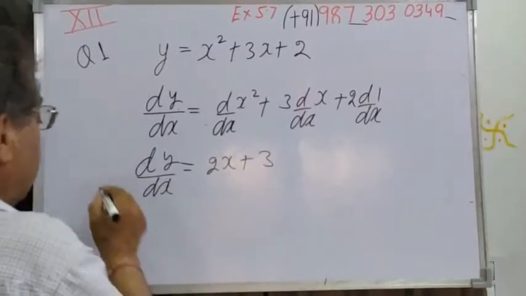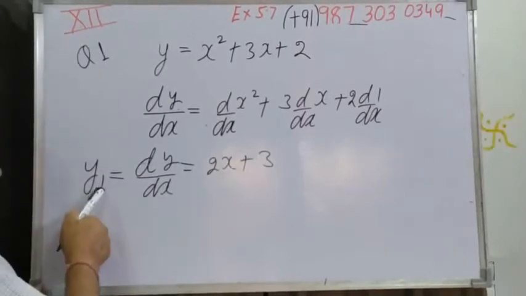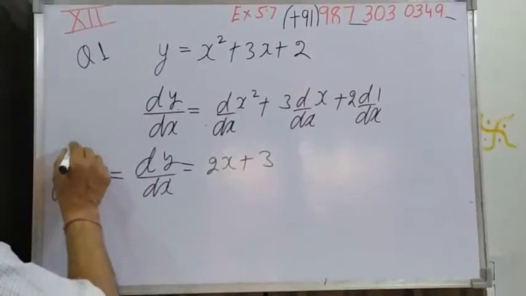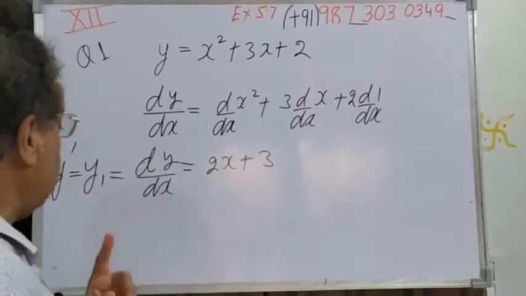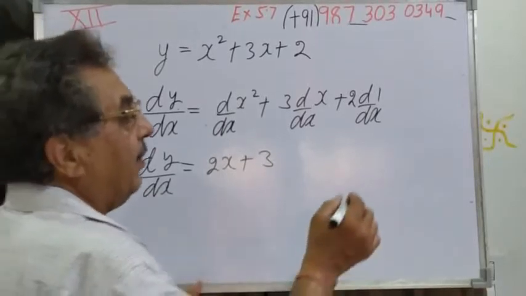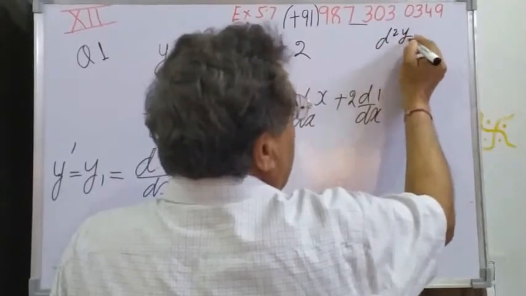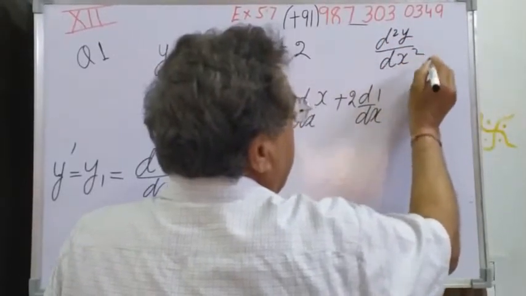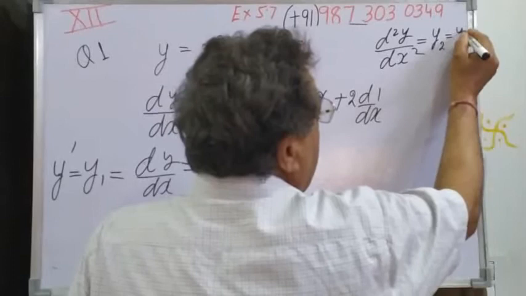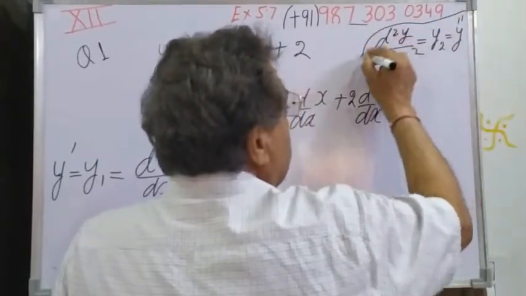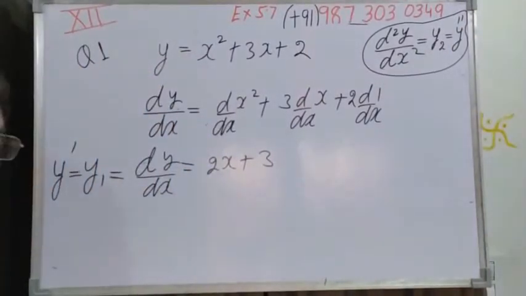It is also sometimes written as y1. y1 means first derivative. It is also sometimes written as y dash. A single dash means first derivative. And what is the symbol for the second derivative? Before doing the second derivative, I tell you right here, the symbol for the second derivative is d2y upon dx square, or y2, or y double dash. So these 3 symbols are being used for finding the second derivative.